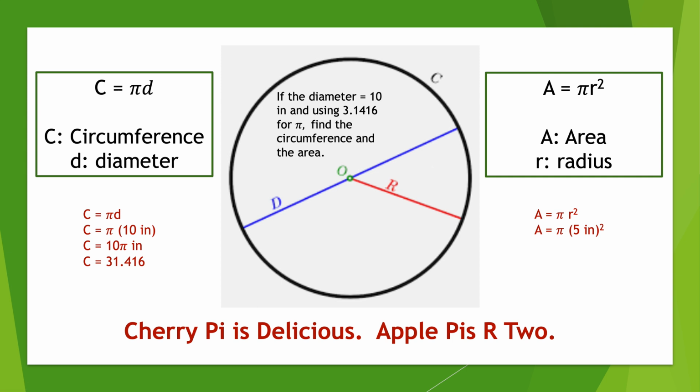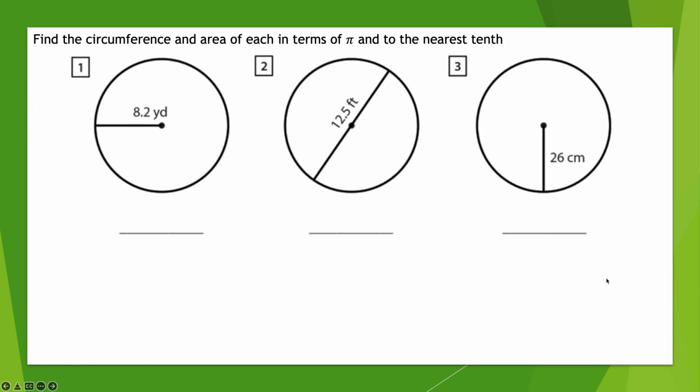The radius is 5, so I put 5 inches in there. I square it, I get 25 pi inches. And if they tell me to leave it in terms of pi, I'm done. If not, then I use 3.1416 for pi, and 25 times 3.1416 is 78.54. Okay? All right. So here are 3 for you to do.